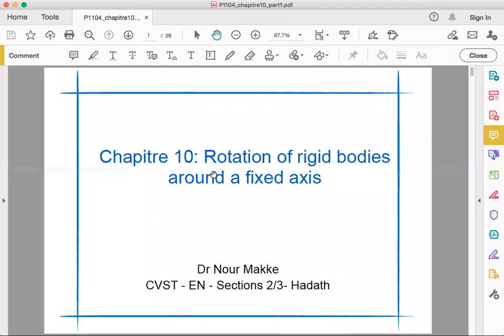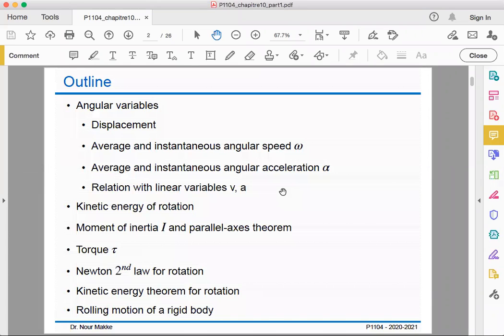Good morning, everyone. So today we will start with chapter 10, in which we are going to study the rotation of rigid bodies around a fixed axis. So let's start first by looking at the outline.